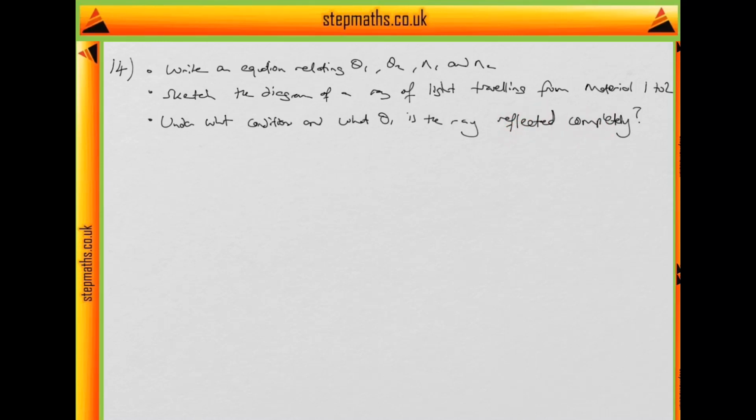Let's address the first part. This should really spring to mind straight away, and it's something called Snell's law. What this says is that the refractive index of material 1, N1, times the sine of the angle of incidence is equal to the refractive index of the second material times the sine of θ2.